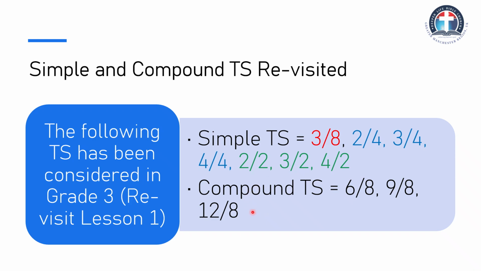Then for compound time signature, which we started in grade 3, we only looked at 3 compound time signatures: 6/8, 9/8, and 12/8. So in other words, we looked at 2 dotted crotchets, 3 dotted crotchets, and 4 dotted crotchets. Remember, when you are talking about compound time signature, you're talking about dotted beats. So you convert these numbers to dotted beats. Those are the ones we've considered, where we have the dotted crotchet as the standard beat.